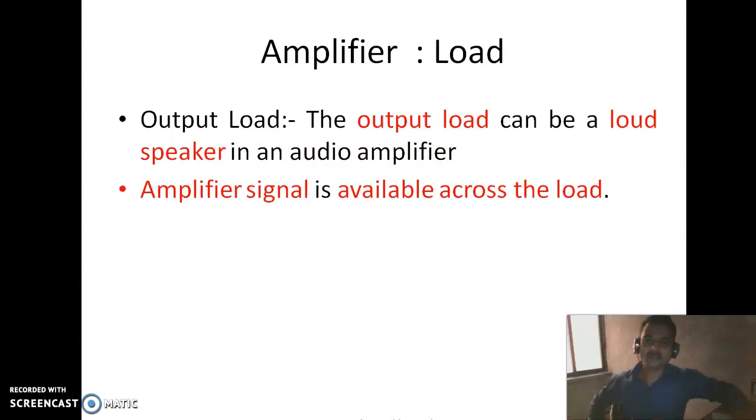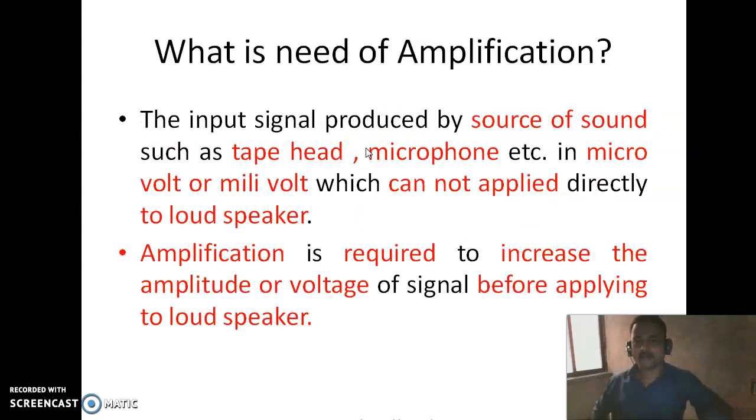Next is the amplifier load, that is the output load. The output load can be a loudspeaker in an audio amplifier. The amplified signal is available across the load, and we are getting the output across RL.